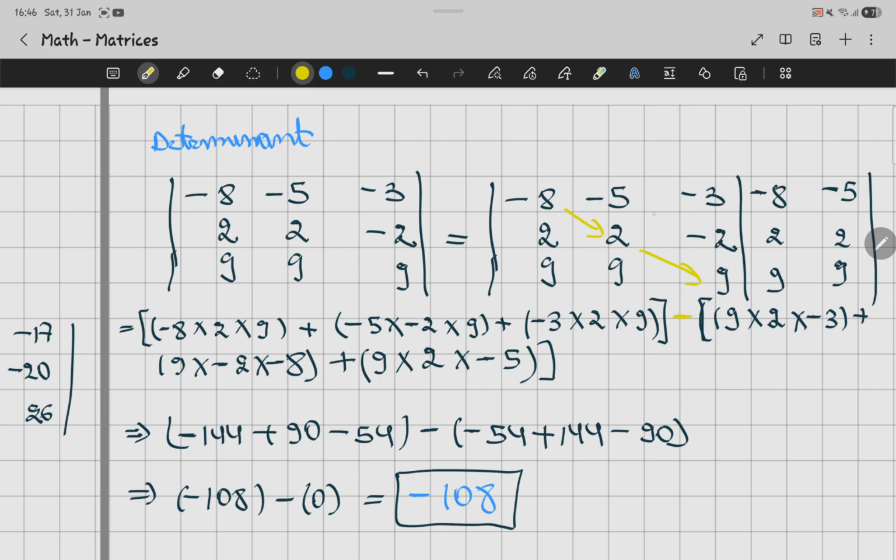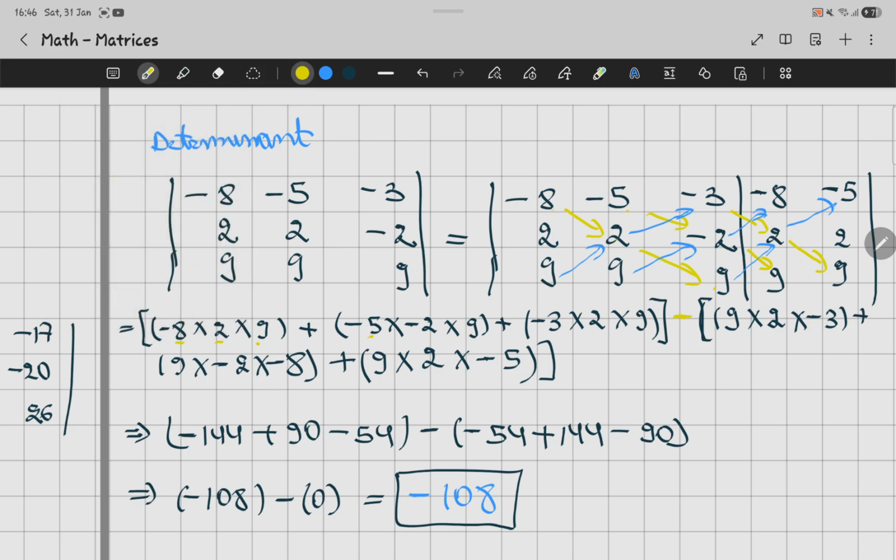Okay, so we'll go like this. You pair those three together, those other three together, you pair them like this, and then you also pair them in this way. That's why you see 8 times 2 times 9, that's what you see there. Okay, negative 5, what you see there.